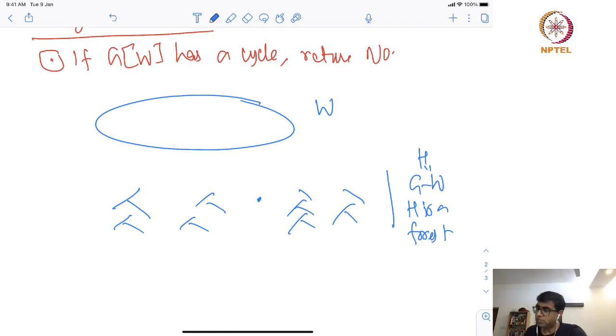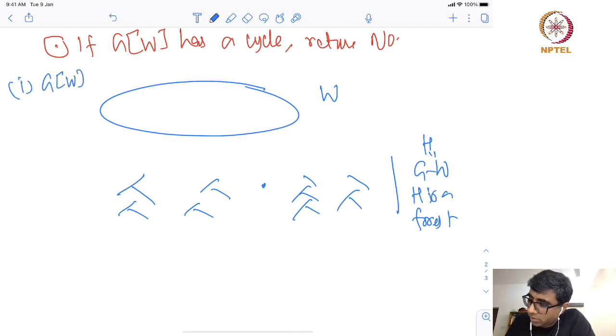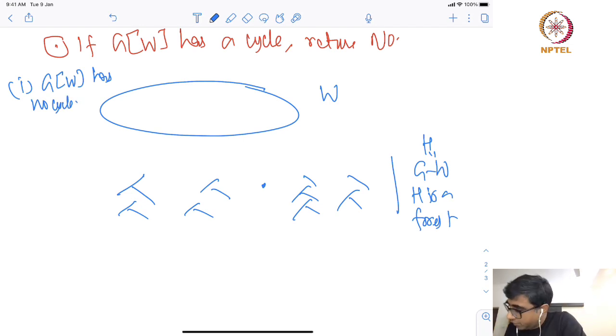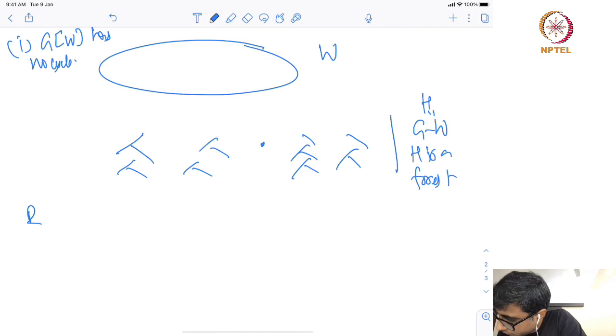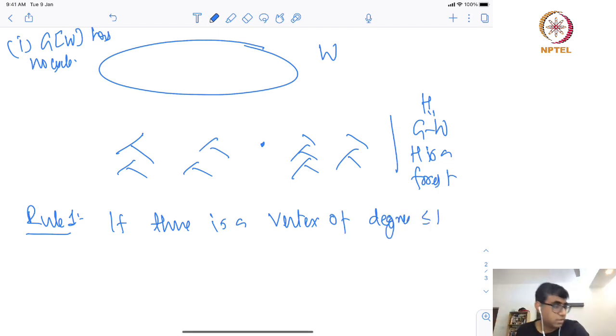There are some reduction rules that we could apply immediately. From now onwards, first of all assume that the graph induced on W has no cycle. The first reduction rule, rule 1: if there is a vertex of degree at most 1 in G, delete it.